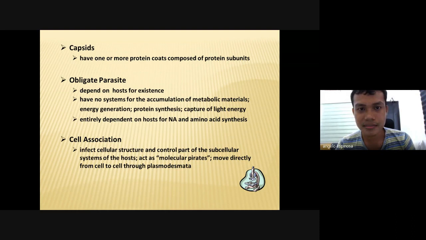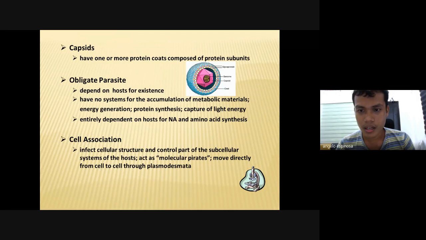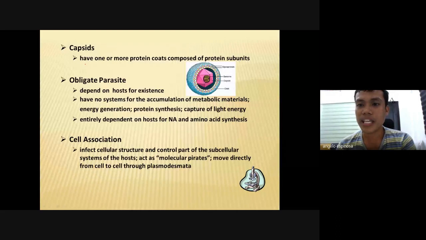Baka mag-search muna ako kasi ano yung capsid. Hanapin muna natin yung capsid. Okay, so here. Okay, can you see it now? So that is an example of capsid. Okay, so as you can see here, capsids have one or more protein coats composed of protein subunits.